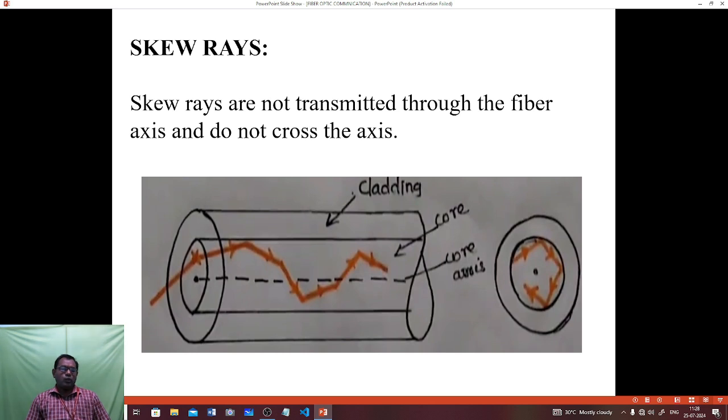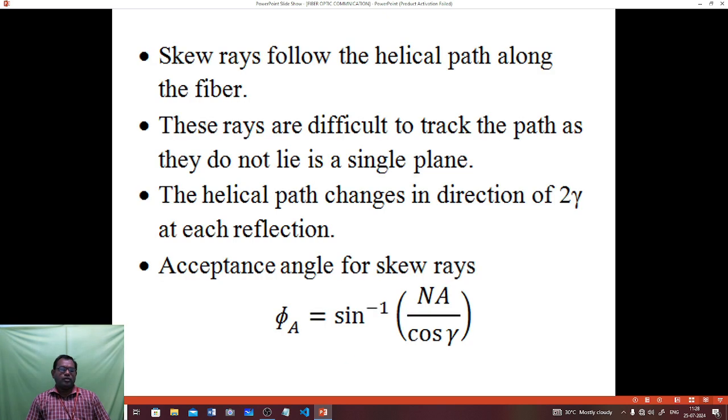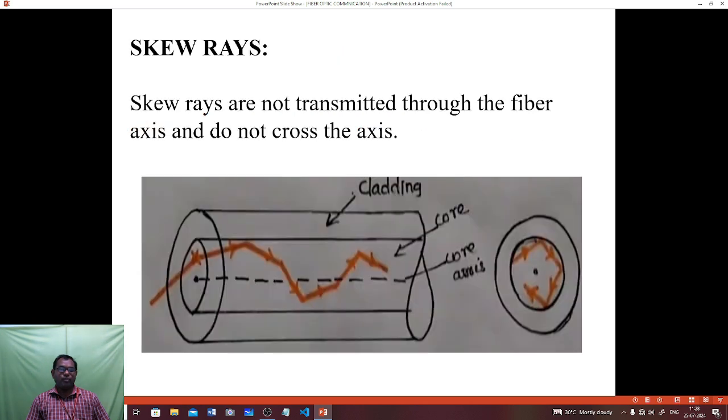So next one, skew ray. It is one of the ray optics concepts, and it is not transmitted through the fiber axis and does not cross the axis. It is not a straight line. Multiple light rays can travel within the core. Skew rays follow a helical path. It is mainly used for the helical path light traveling method.